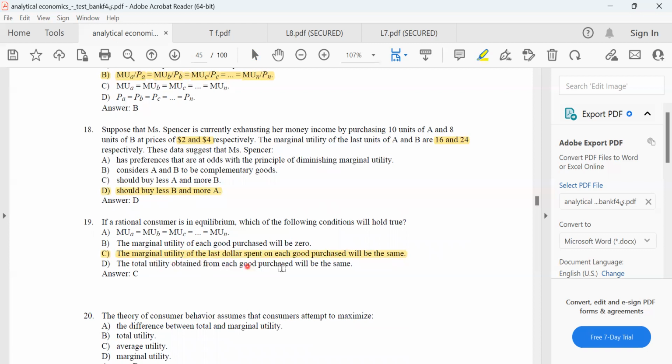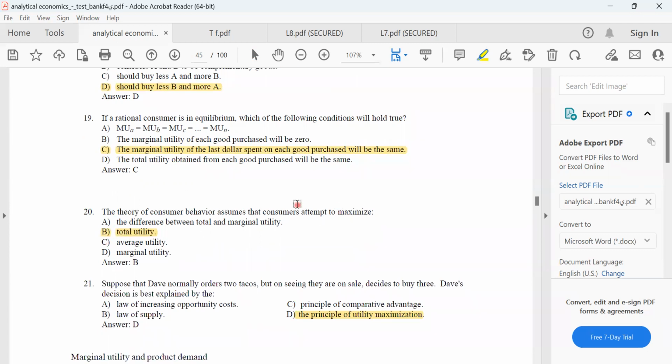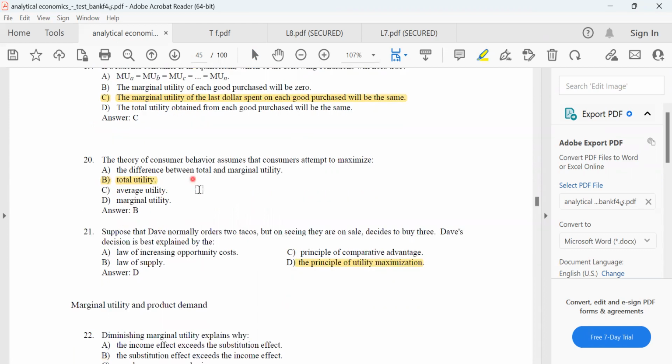Total utility obtained from each good purchased will be the same. That's not true. The theory of consumer behavior assumes that consumers attempt to maximize the difference between total utility and marginal utility, total utility, average utility, or marginal utility. The consumer in consumer behavior theory will maximize his total utility. The consumer aims to maximize total utility, not marginal utility or average utility.